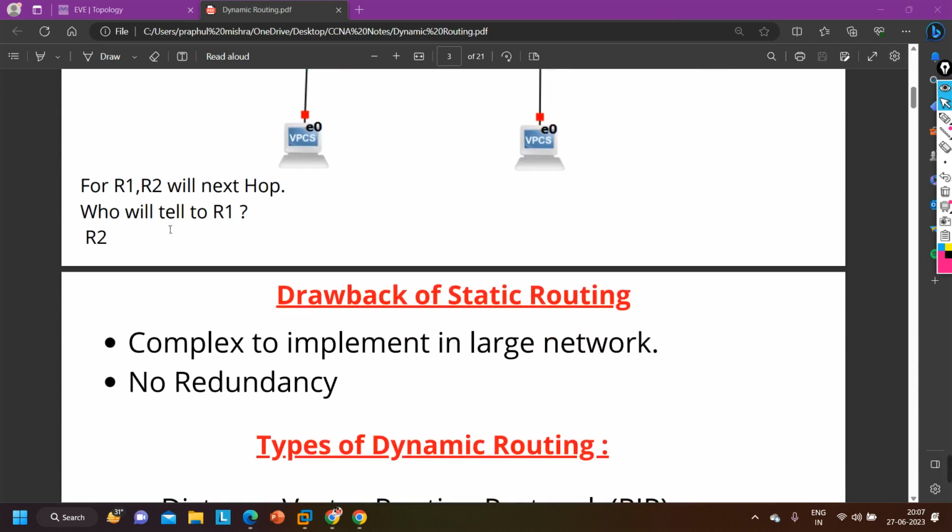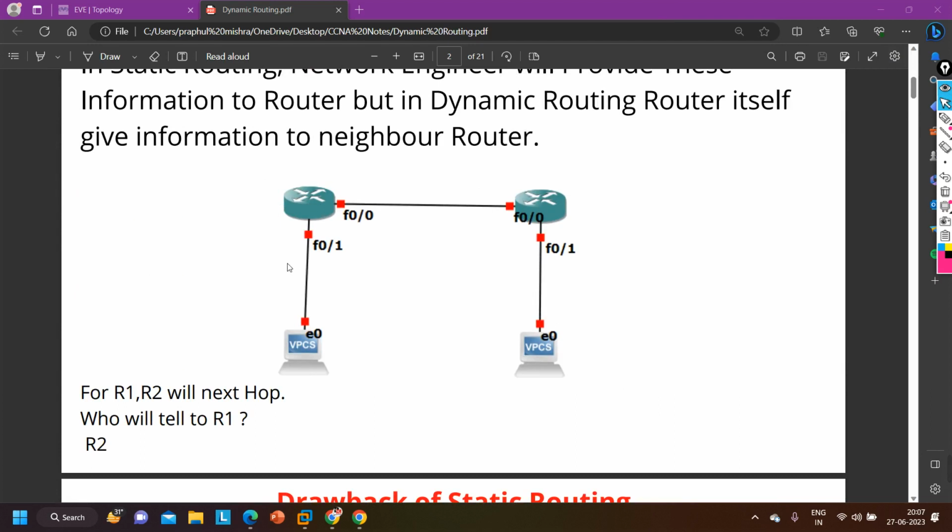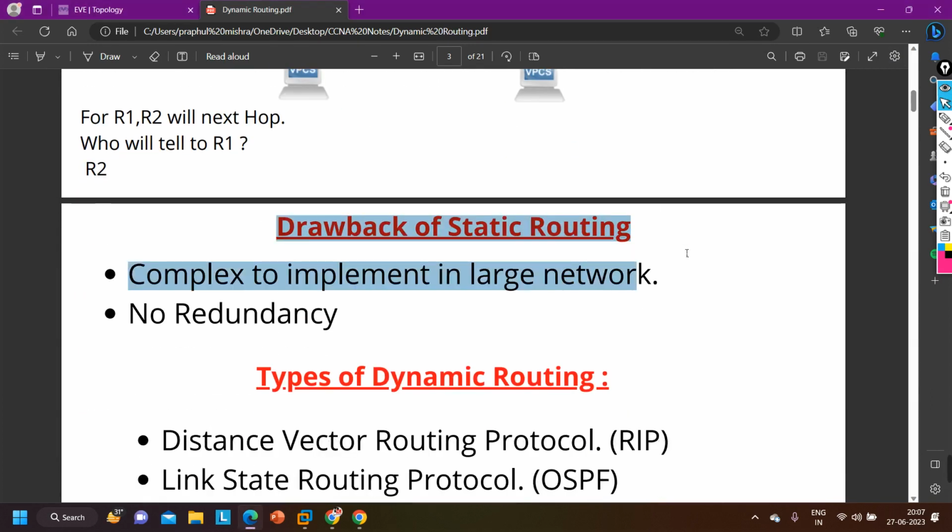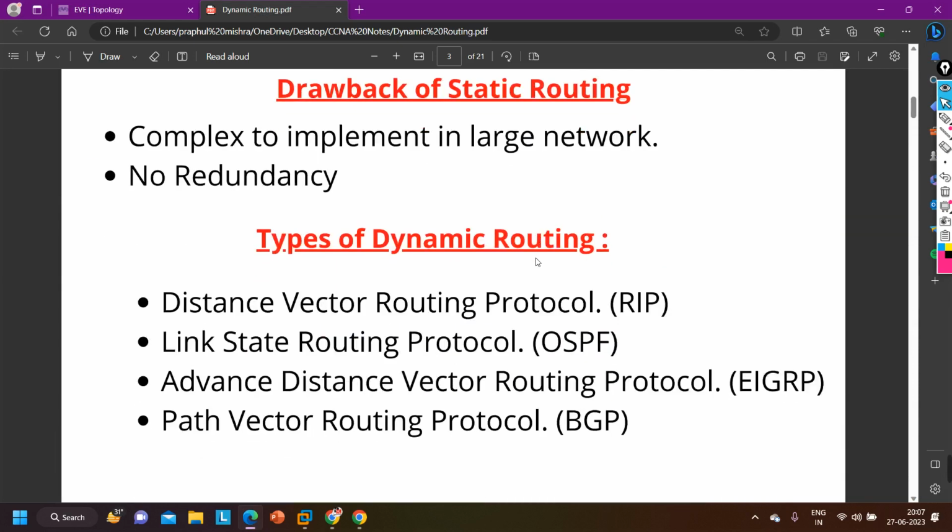Okay. Next thing, the drawback of static routing is that it is very complex to implement in a large network, and we don't have redundancy. But this is wrong. We can achieve redundancy as well by manipulating the AD value. After that, types of dynamic routing.